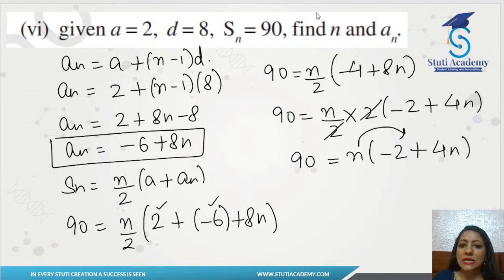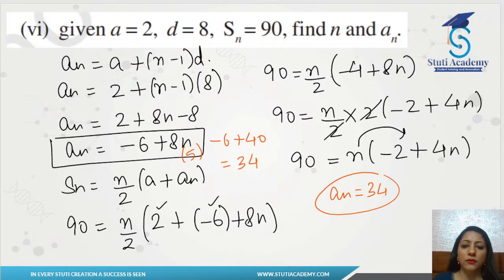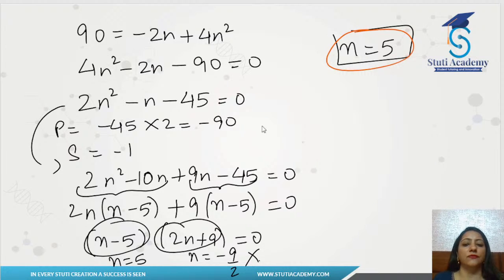So we've got n as 5. We can just put n equal to 5 here. If we put n equal to 5 here, we are going to solve for an in this case. Minus 6 plus 40. We'll get this minus 6 plus 40. That is 34. So an is 34 and then n we've already solved. That is 5. I hope students this question is clear to everybody.